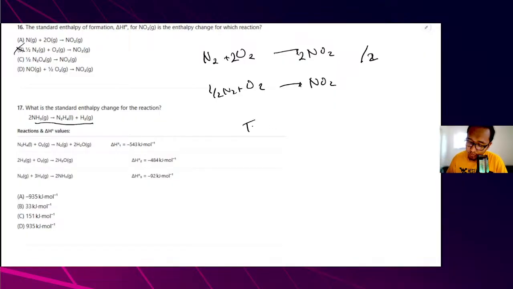First of all, we need to determine the target reaction. The target reaction is 2NH3 becoming N2H4 plus H2. We use Hess's law, manipulate the given reactions so they match the target reaction. And I will be back soon.